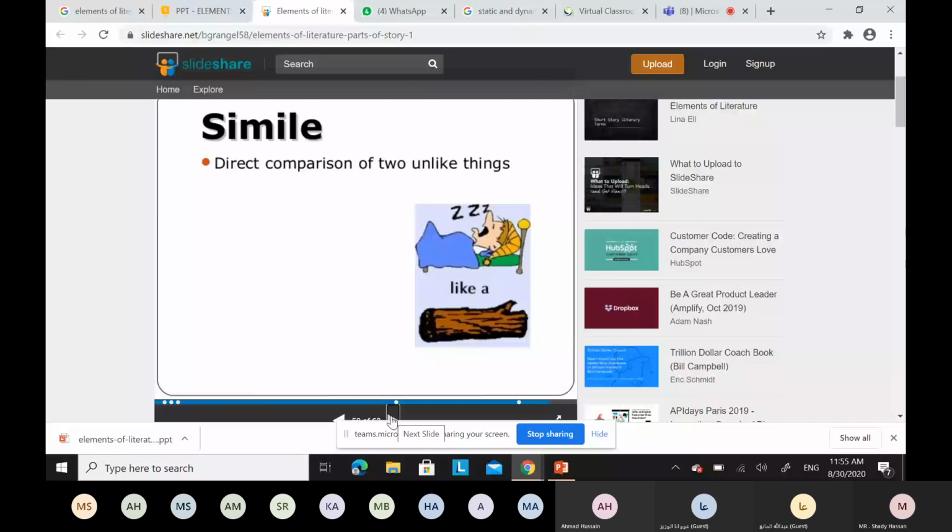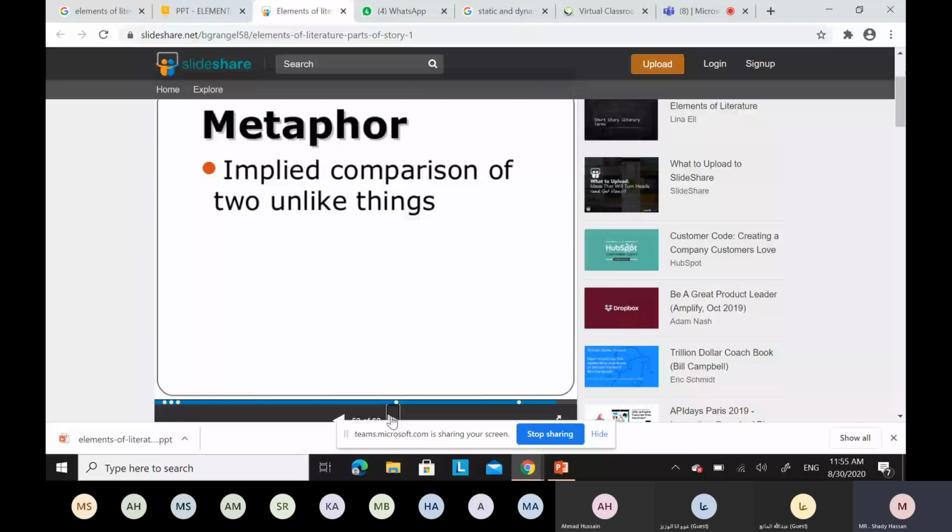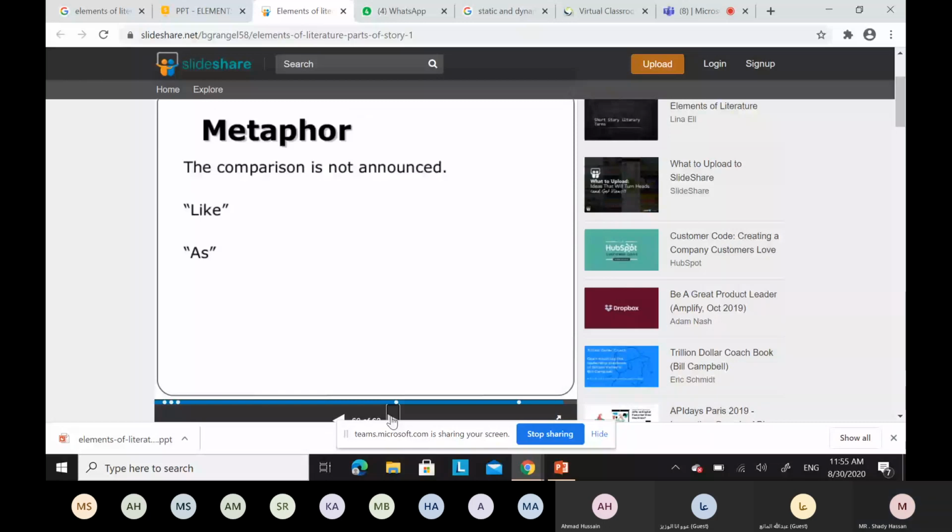I'm going to tell you what, but later on. Yes, it is a metaphor. When you are making a comparison between Ali and the lion and say Ali is like a lion, this is a simile. Ali is a lion, without using like or as, this is a metaphor. So a metaphor is a comparison as well, but in it you are not going to use like or as.